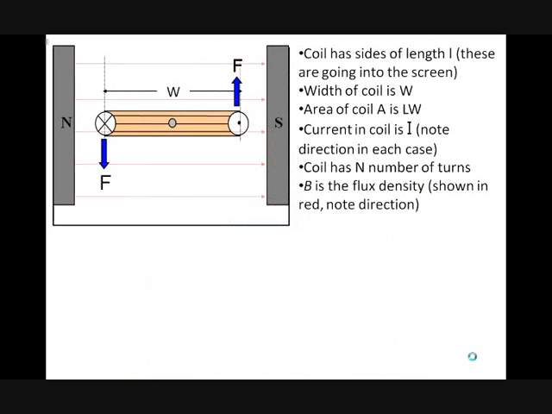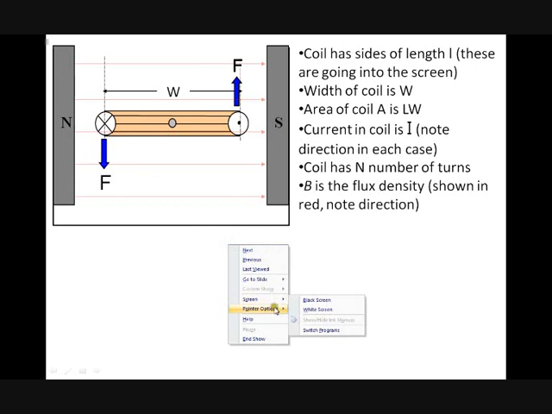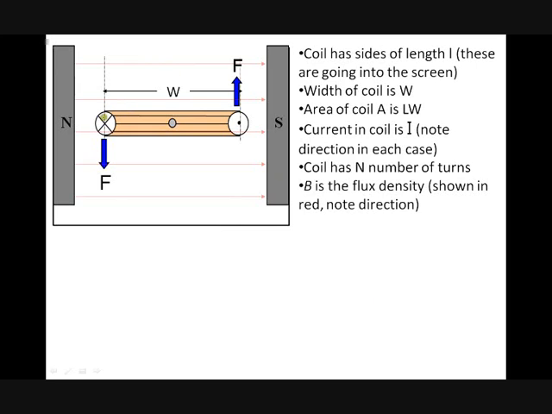Okay, here's our diagram. This is a two-dimensional version of what you've just seen. Here is the side-on view of a motor. To help, maybe if I draw on, this is the sides of the motor that you can't see. So you'd have the coils of wire sort of doing that, going into the board. Okay, so the coil has sides of length L. These are going into the screen. So the length of this side here, that side there, is length L.